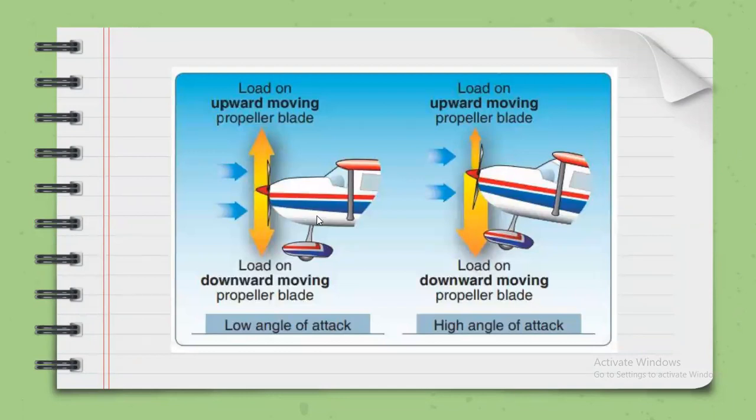So in this picture, it only means that at a higher angle of attack, the downward blade creates more thrust than those of the upward blade. So as a result, the blade or the aircraft will yaw to the left.